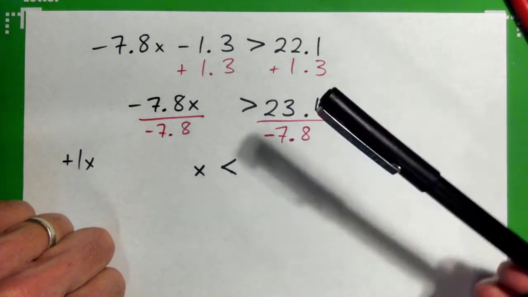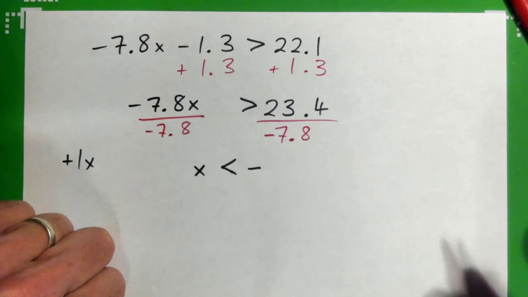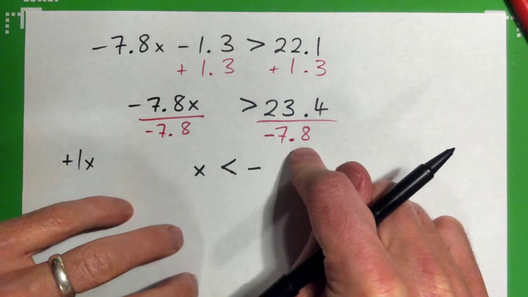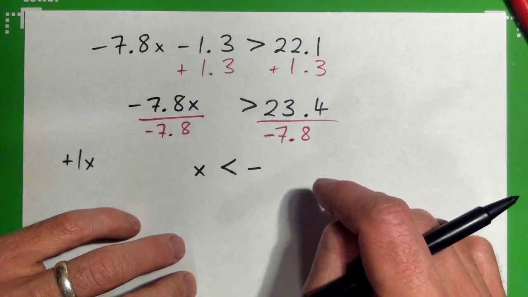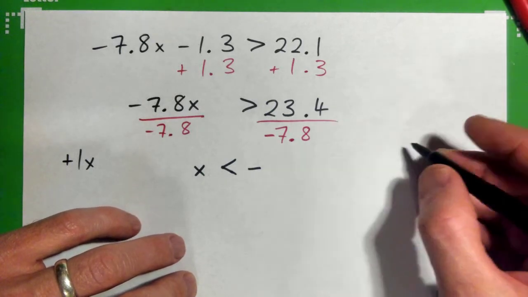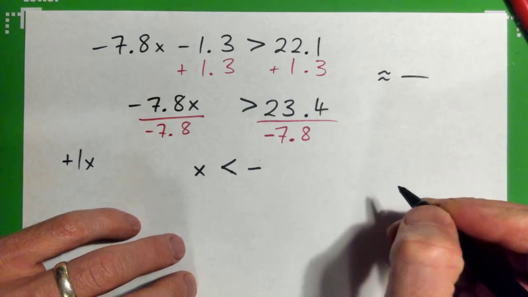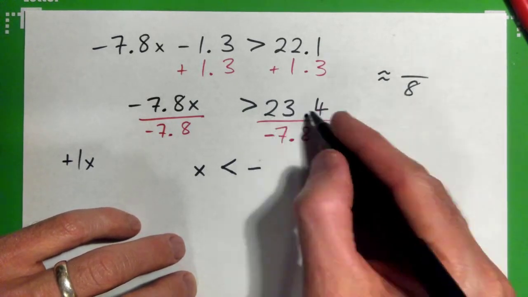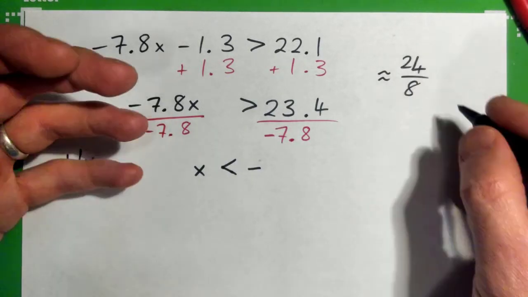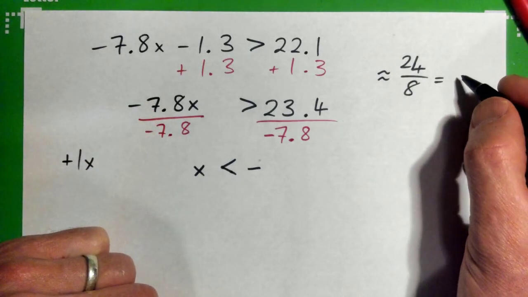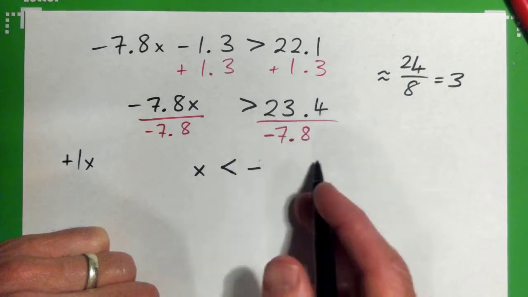And what's this over this? First of all, tell me, is that going to be a positive number or a negative number? It's going to be a negative number. Okay. 23.4 over 7.8. Just take a guess as to what that would be. Yeah, because 7.8 is approximately what? It's almost 8. And this is about 23, but it's almost 24, right? And 24 over 8 is 3. So we're going to guess that the answer is 3.